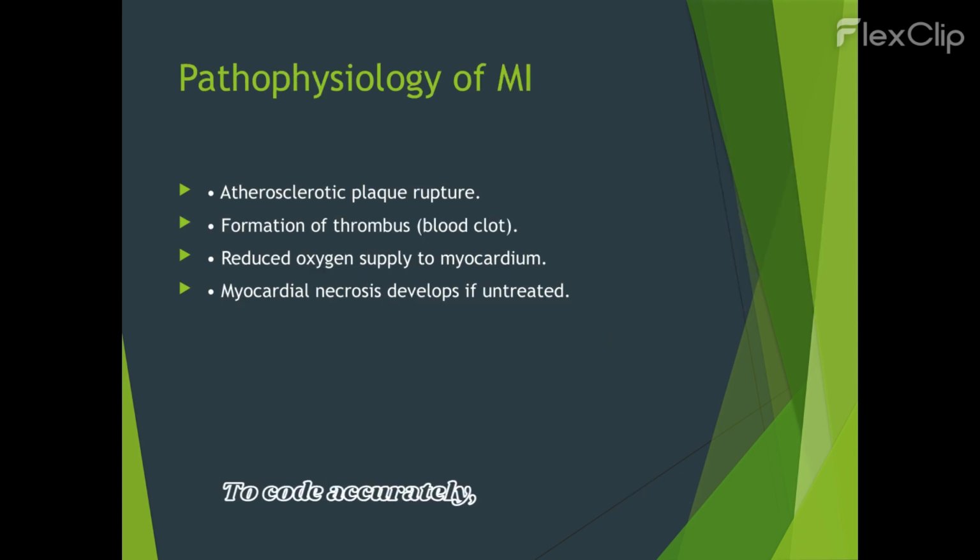To code accurately, we must understand the pathophysiology, or the why, behind the event. Most MIs start with the rupture of atherosclerotic plaque. Think of this as a buildup of fatty material in the artery wall that suddenly breaks open. This rupture triggers the formation of a thrombus, or a blood clot. As the clot blocks the vessel, oxygen supply to the myocardium drops, and if the blood flow isn't restored quickly, myocardial necrosis, which is the permanent death of heart tissue, develops.